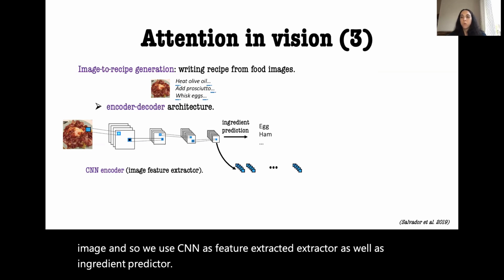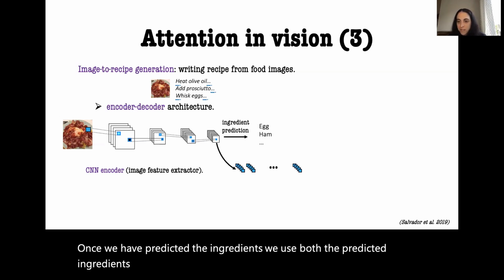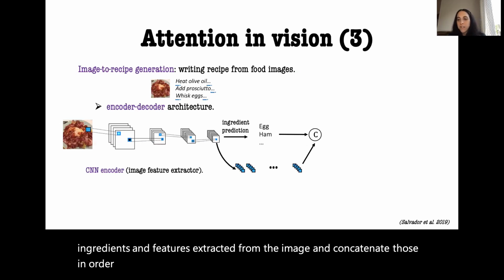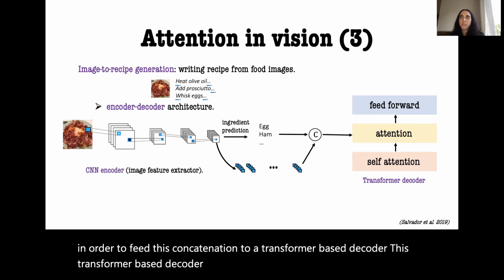So once we have predicted the ingredients, we use both the predicted ingredients and the features extracted from the image and concatenate those in order to feed this concatenation to a transformer-based decoder. This transformer-based decoder is responsible for generating the recipes.